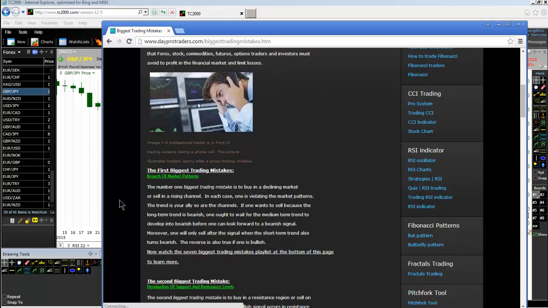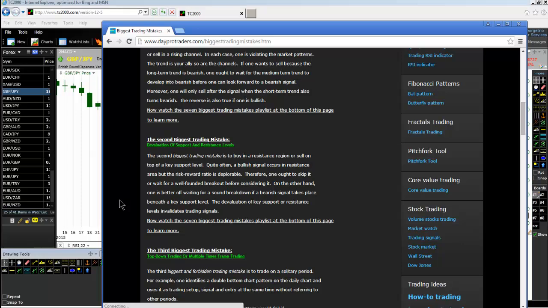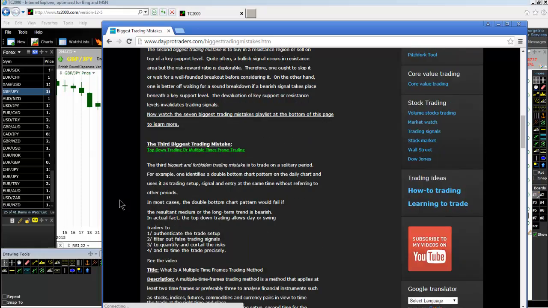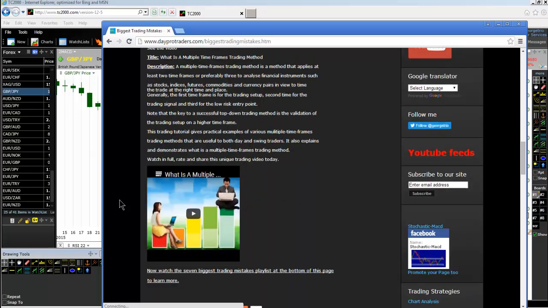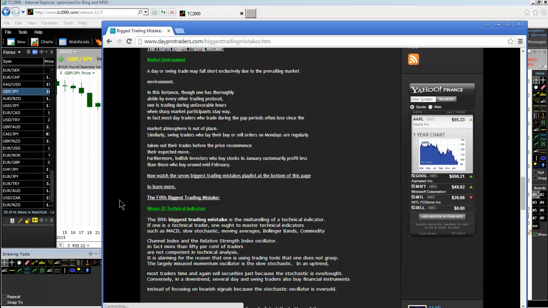The first biggest trading mistake is the breach of market pattern. The second biggest trading mistake is the devaluation of support and resistance level. The third biggest trading mistake that we call also the forbidden trading mistake is the breach of the top-down multiple time frame trading method. So the breach of the top-down trading method or the breach of multiple time frames trading method. The fourth biggest trading mistake is the breach of the market environment.